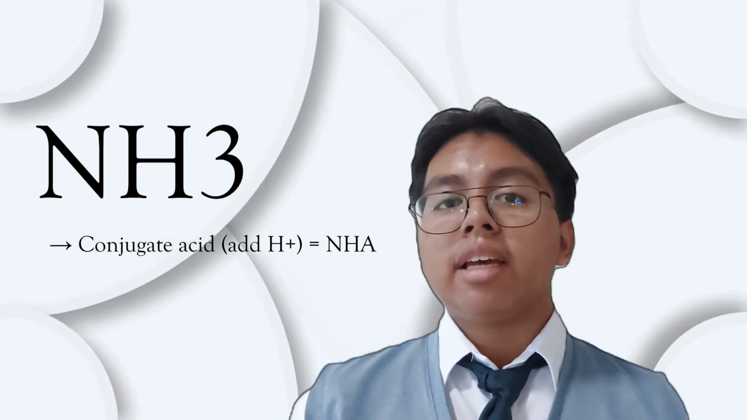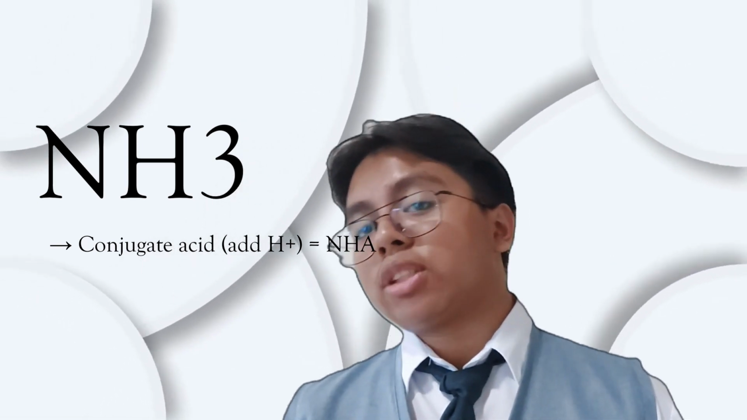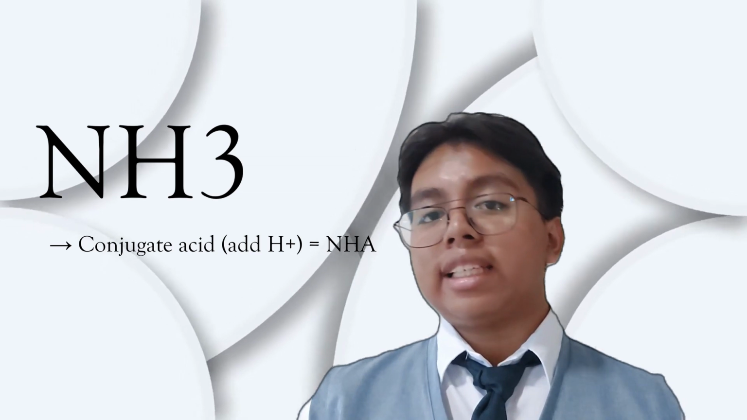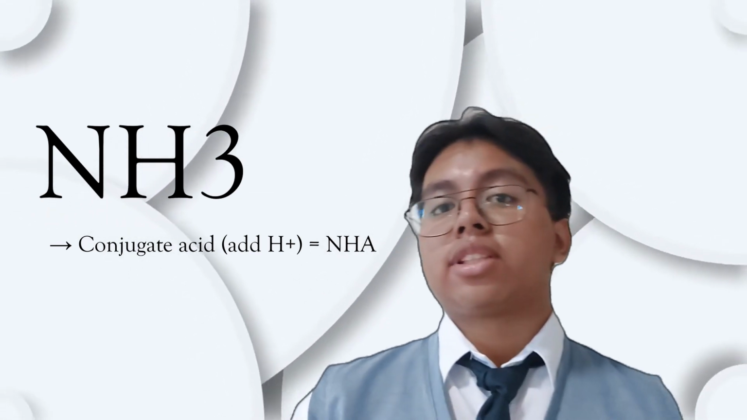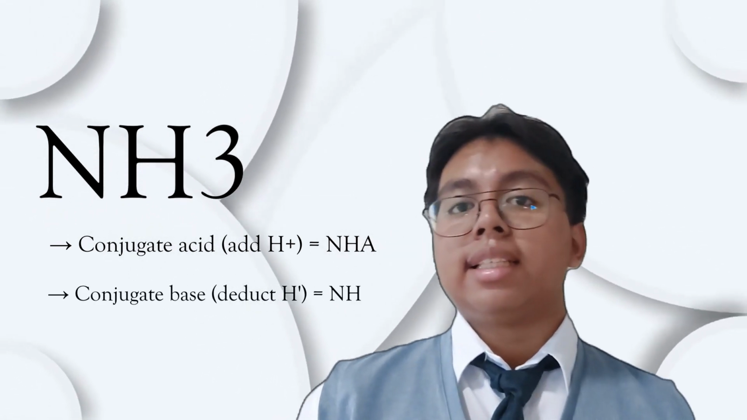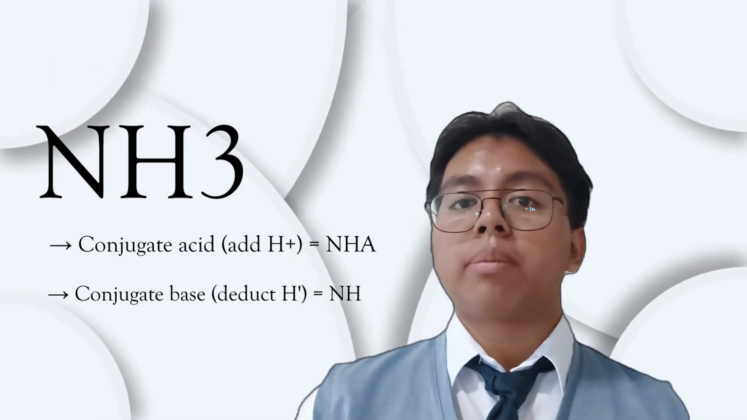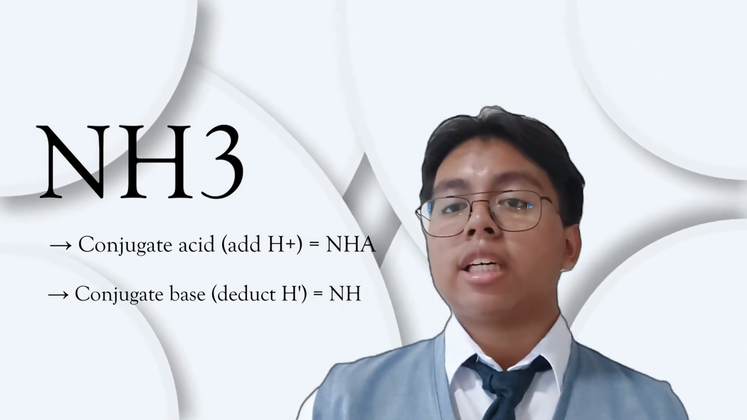On the other hand, if we were to add a conjugate base to NH3, we are to deduct H from the chemical formula, which turns it into NH2. This is the chemical compound that is formed when a conjugate base is deducted from NH3. That concludes all the differences between acids and bases that we have for today.